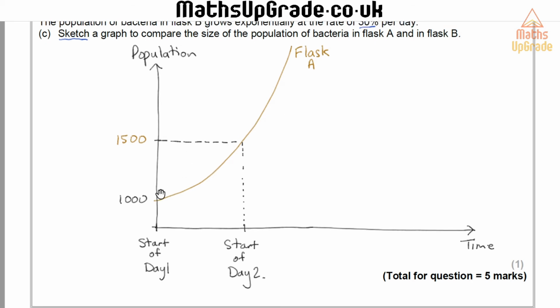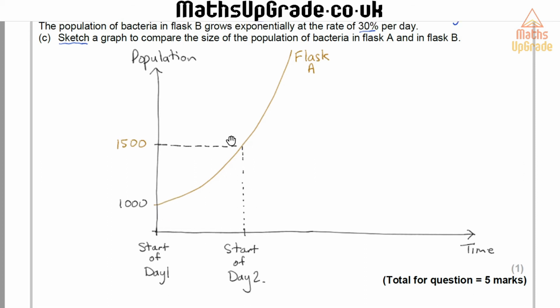So flask A, we know there's 1,000 at the start of the day. And then we know at the start of day 2 there's 1,500, right? So I'll just put that on there. I don't really need to have any scales on the axes, okay, because it's just a sketch.